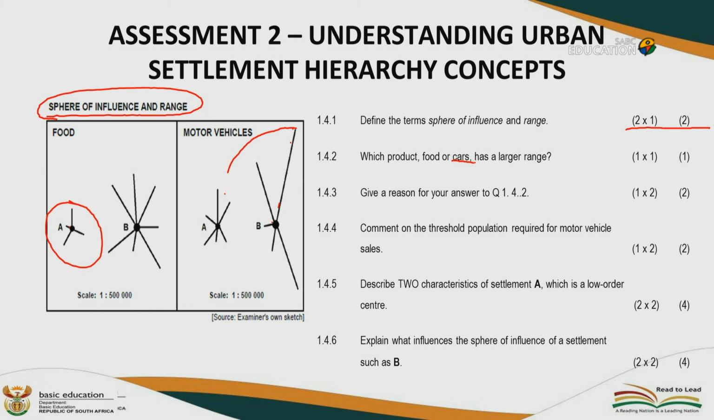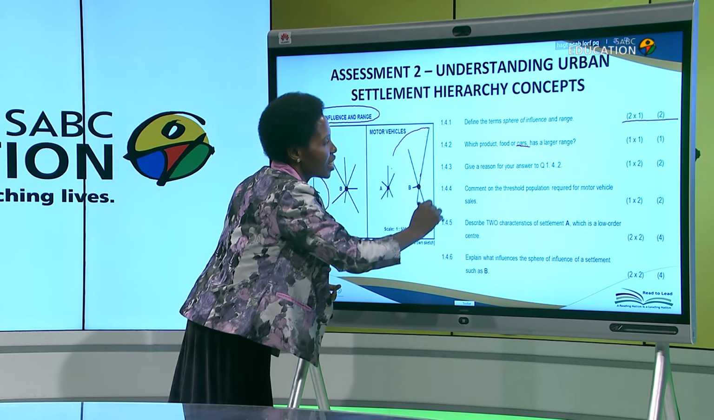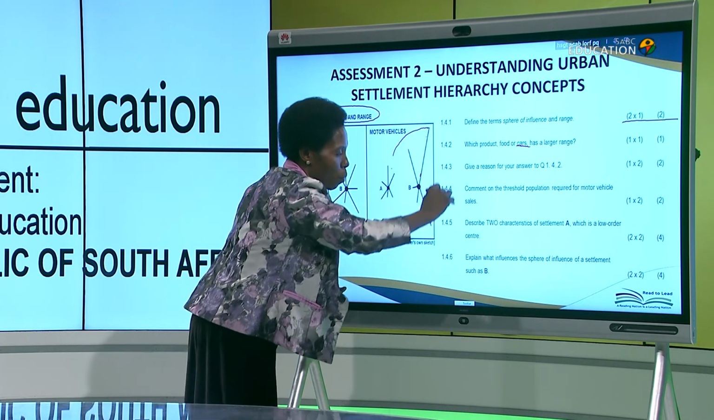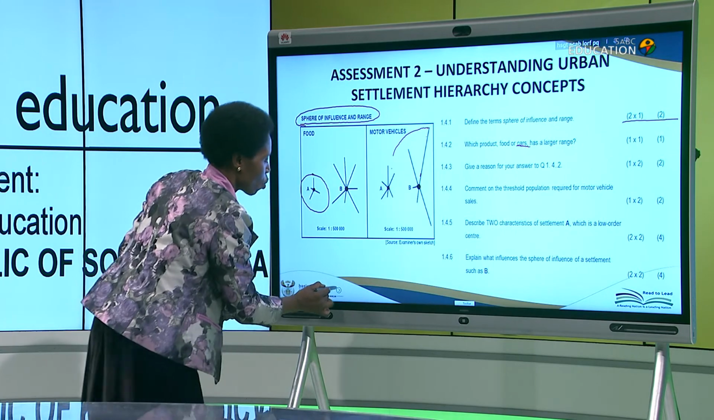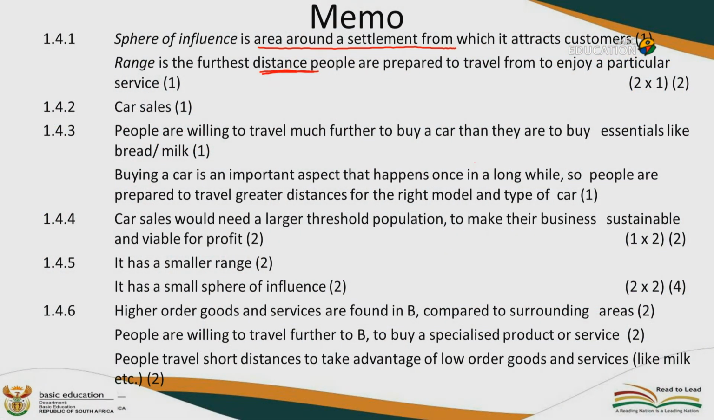Why does it have a larger range? Okay, if you check here, it has the threshold population and the sphere of influence. So when you are giving the reason, you need to take note that when we look at people who are living in that area, it's covering a larger range. Okay, so people are traveling larger distances in order for them to do what?